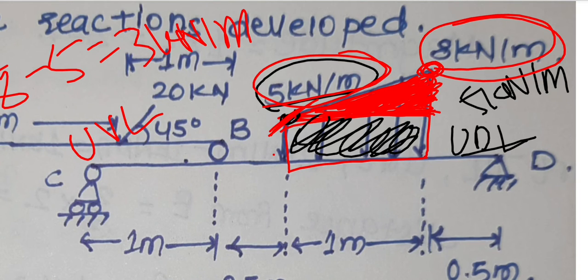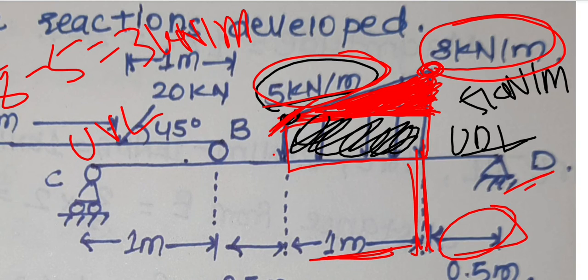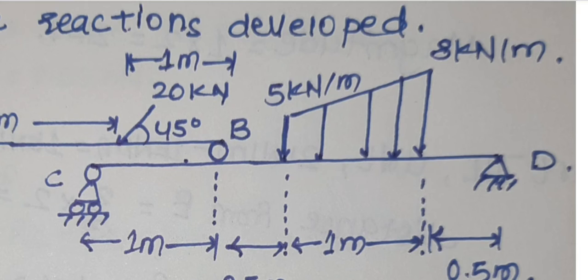Okay, and what do we know? That this total load is acting on 1 meter distance, and after the completion of this load, at a 0.5 meter distance the point D is situated. So first of all, what will we do? We will consider this downward compartment. And to convert it into a point load, what will we do?